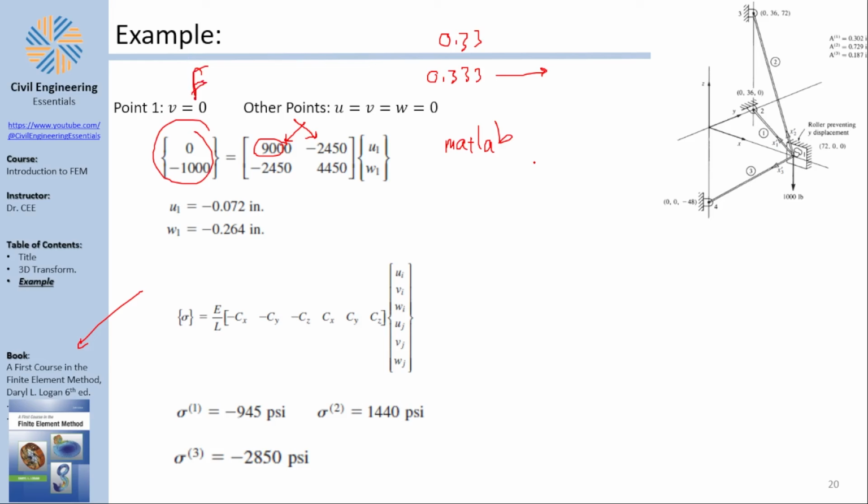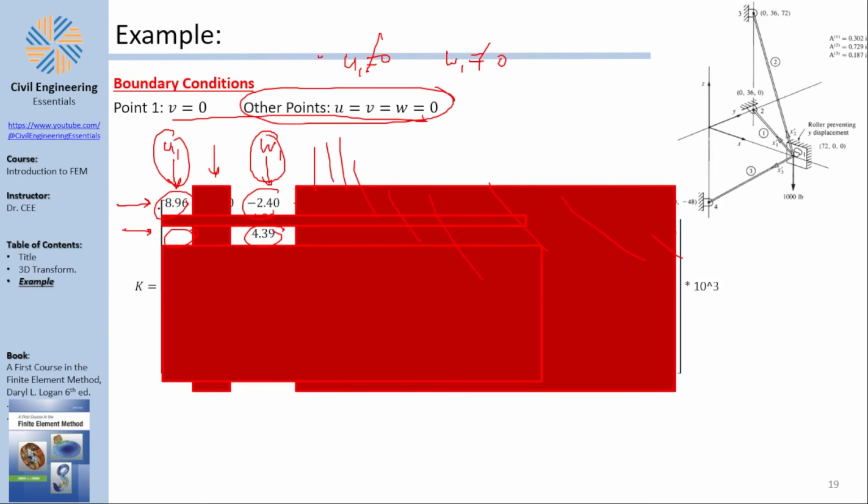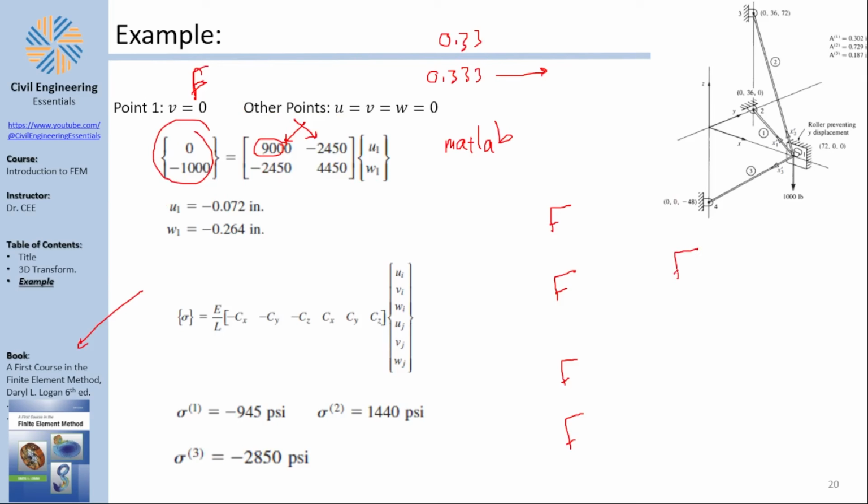The global force vector is, well, the forces at node number 1, the forces at node number 2, the forces at node number 3, and the forces at node number 4. Of course, after you eliminate everything here, what will survive? What will survive is the force in X at node number 1 and the force in Z at node number 1. And if you take a look here, the force in X at node number 1 is indeed 0, and the force in Z at node number 1 is 1,000, but wait, it's going down.